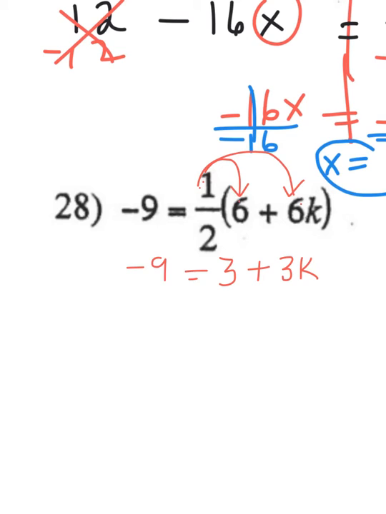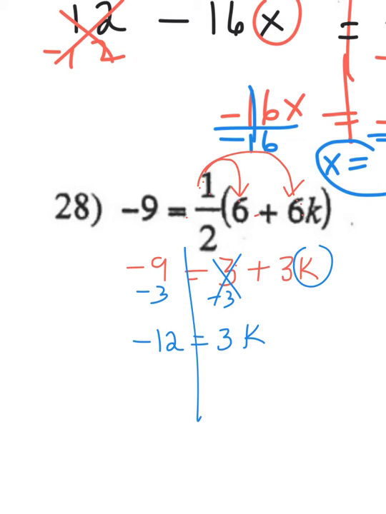There, done with all that. That was so easy. 1/2 of 6 is 3. Look at that. Now, subtract 3, subtract 3. This turns into negative 12 equals 3k. Divide by 3, divide by 3. K equals negative 4.